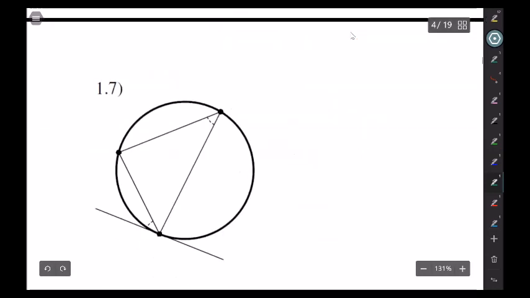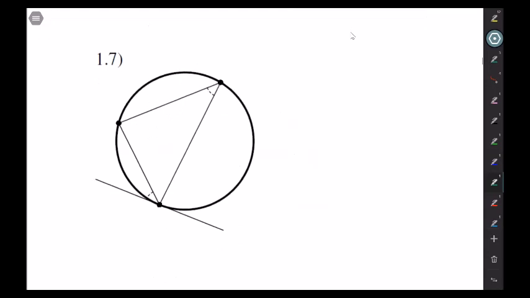Let's have a look at the next one. How about this one? What should I do? Well, first tell me what the statement is, and then how I can proceed.